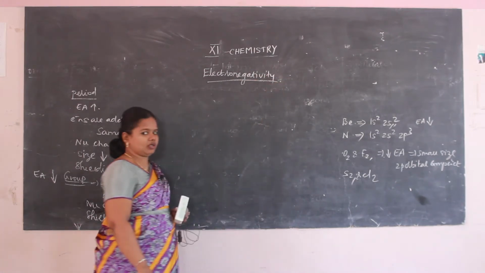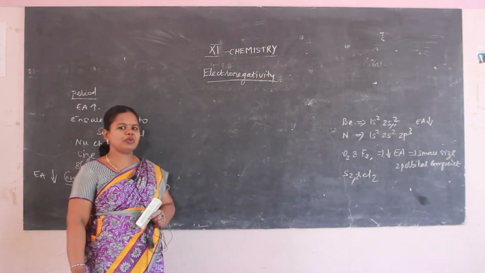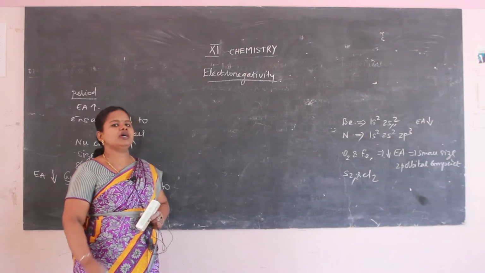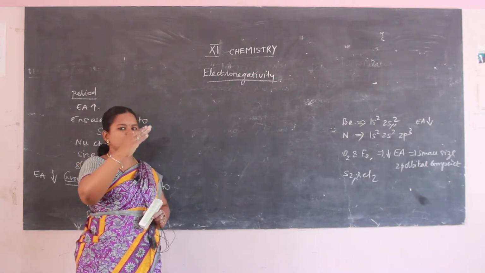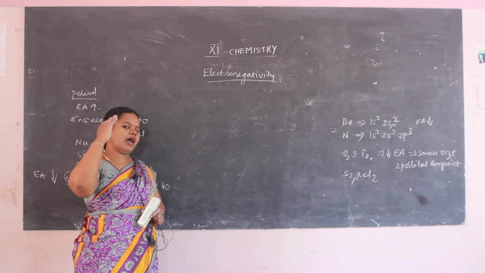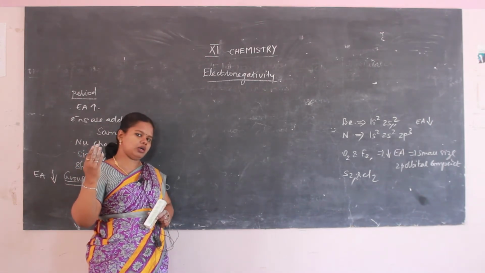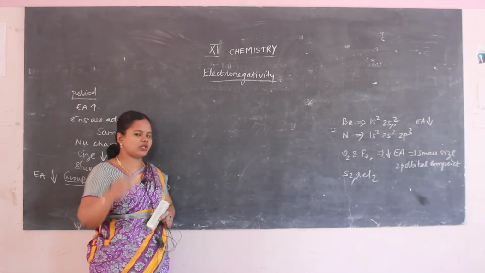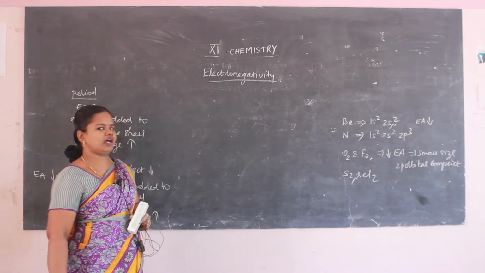Okay, in your book they have given the graph. In a period, electron affinity increases, and they have given a straight line with a slope for that. And in a group, the electron affinity decreases, and they have given a graph for that as well. You can see the graph in your book.